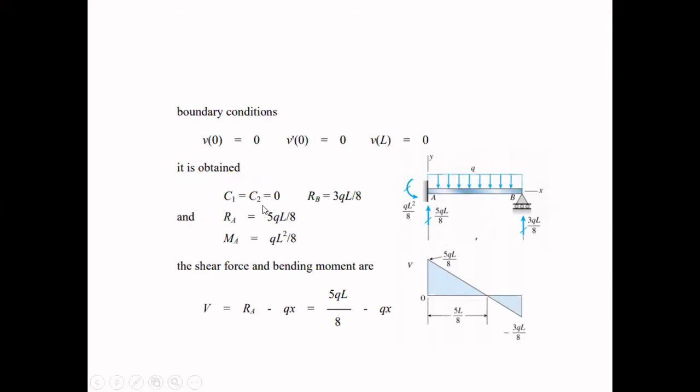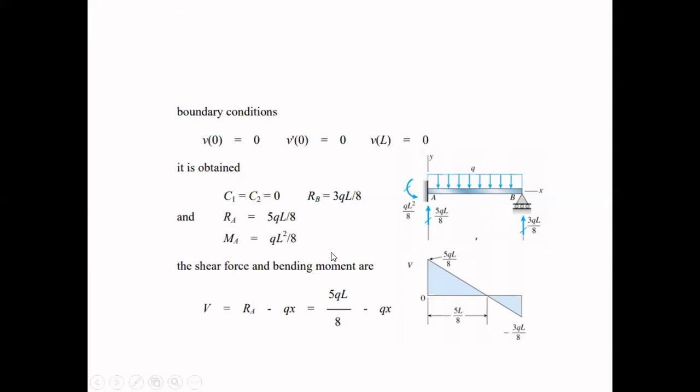And by putting these values in the equation, the value of RB comes out to be 3ql by 8. The value of RA comes out to be 5ql by 8. The value of MA comes out to be ql square by 8. So these are the final reaction and moment values that we were concerned with. We did not know RA, RB, or MA, so we have finally calculated these things.